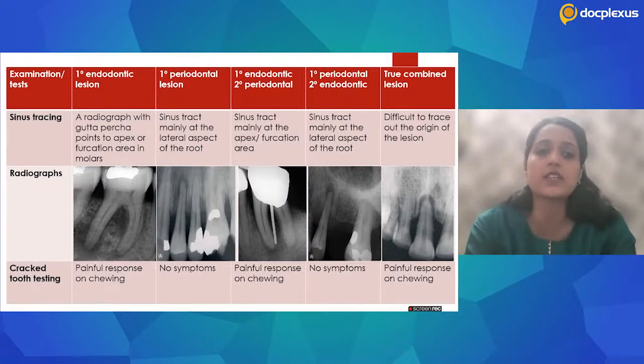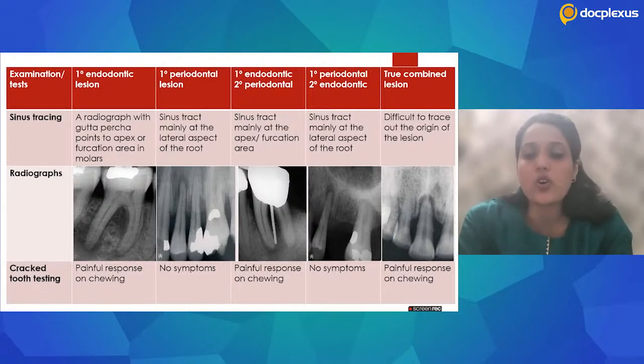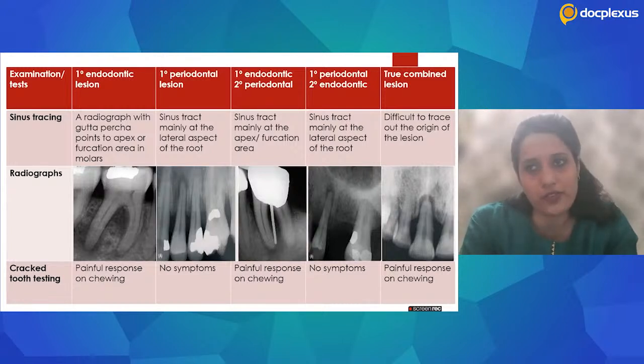And crack tooth testing, we all know, gives a painful response on chewing or when you release the bite. Obviously, primary endodontic lesions will have a painful response, while periodontal will not have any response. Wherever primary perio is involved, whether primary perio with secondary endo, there will be no symptoms. Whenever primary endo is involved, there will be painful responses.